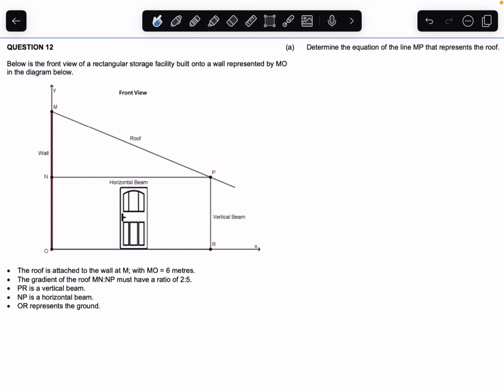Welcome to our last, for now, ramble on IEB's paper 1 of November 2023. We are looking at the finale of that paper, question 12. I think it was the last question.